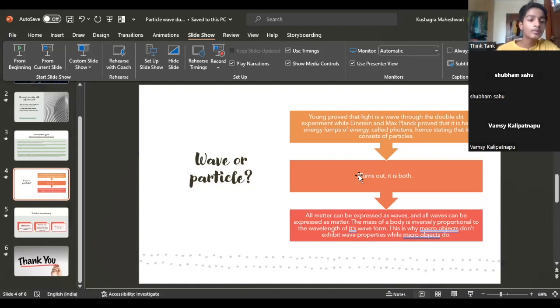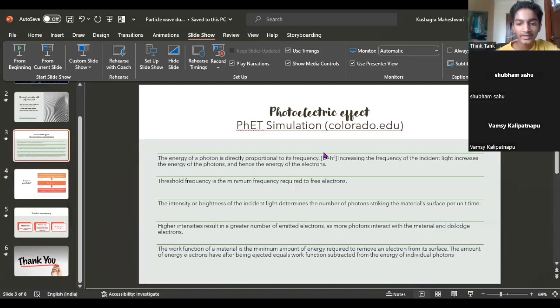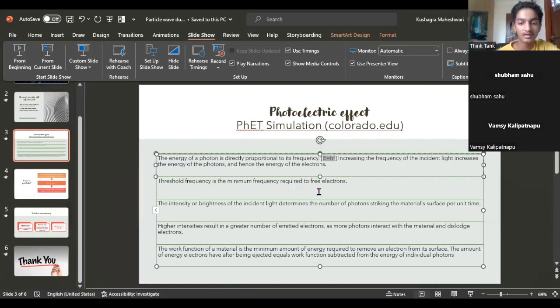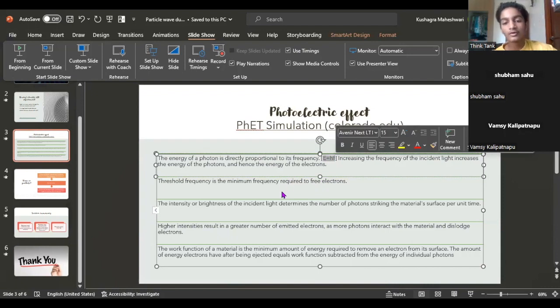If you remember, we talked about Planck's equation, E equals hf, where h is Planck's constant. So energy equals Planck's constant times frequency, right? And energy kind of depends on the mass always.